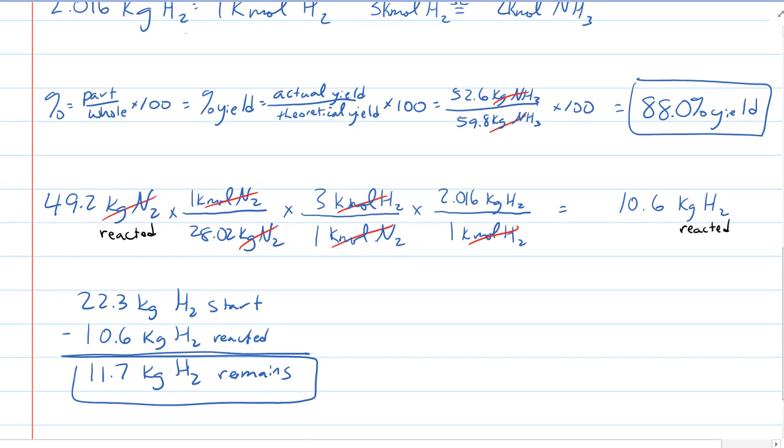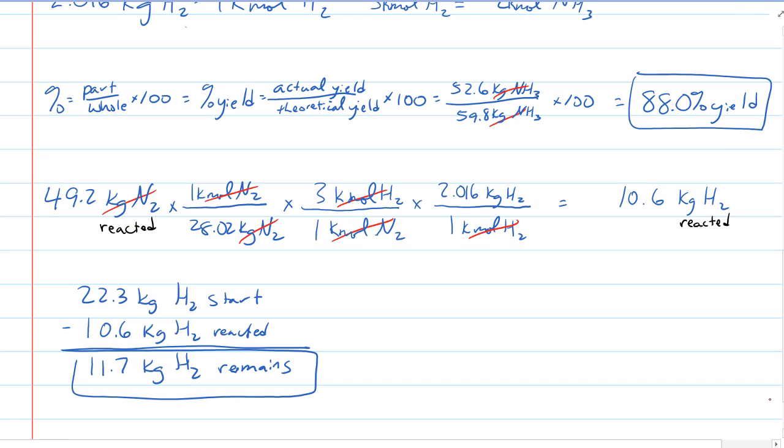And again, there's multiple ways of doing it. This is one way of doing it. If you know it went to completion, you would have the 49.2 kilograms of N2 that reacted. And you could then figure out how many kilograms of H2 reacted. You then take this result and subtract it from the 22.3 kilograms of hydrogen we started with and wind up with the 11.7 kilograms of H2.